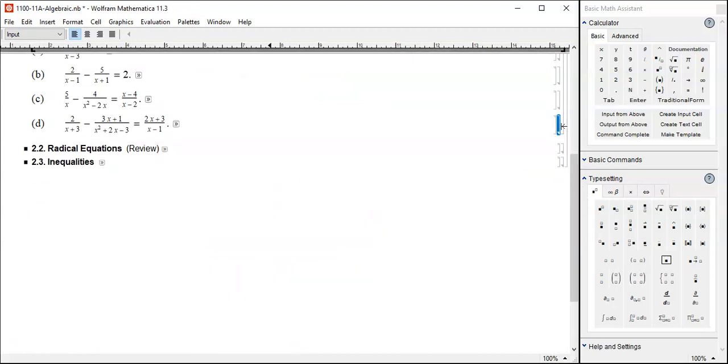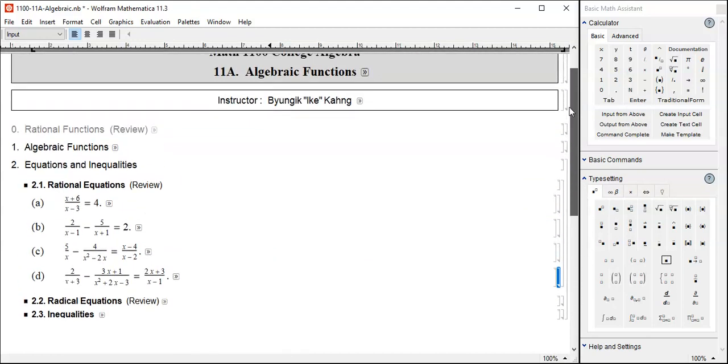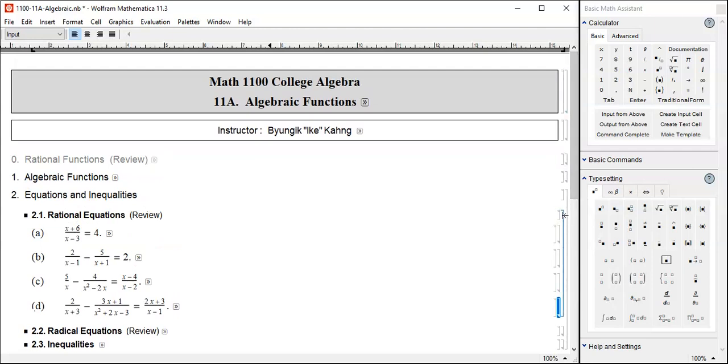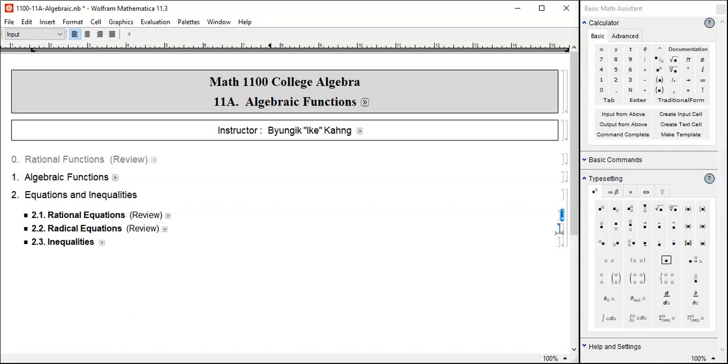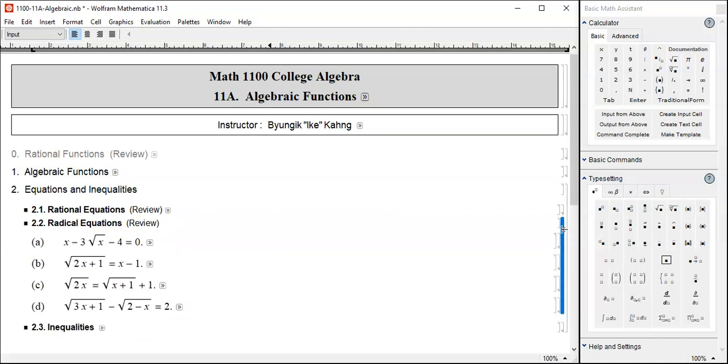We went through this very quickly here because this is a review. Actually, this is review of review. We went through this already in intermediate algebra, and then reviewing again. Okay. Radical equations. Okay, this too is a review, but it's long and tedious.